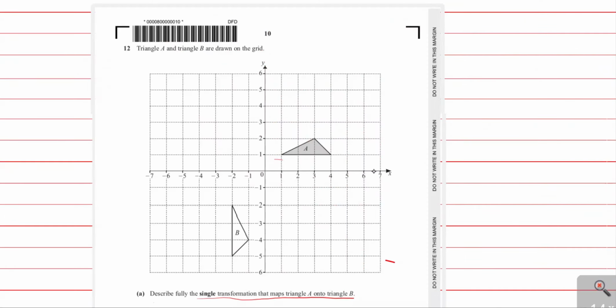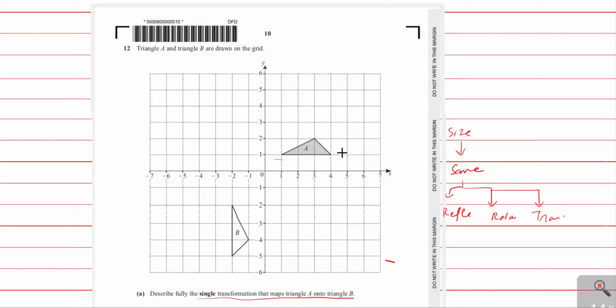Question 12, triangle A and triangle B are shown on the grid. Describe fully the single transformation that maps triangle A onto triangle B. To identify the transformation, we see the size. Look here, the size is the same. When the size is the same, there are three possibilities. One is the reflection, another is the rotation, and third is the translation.